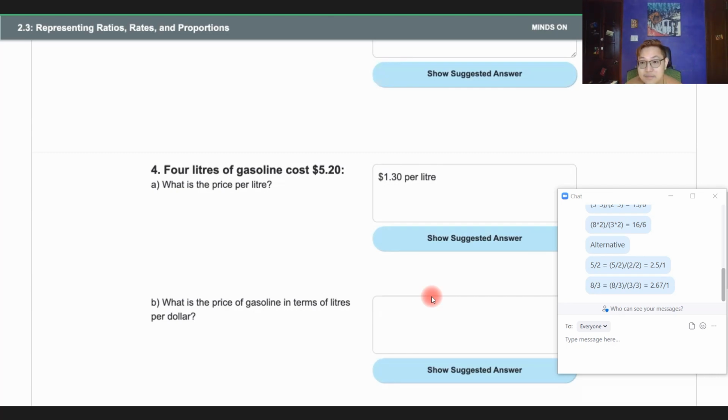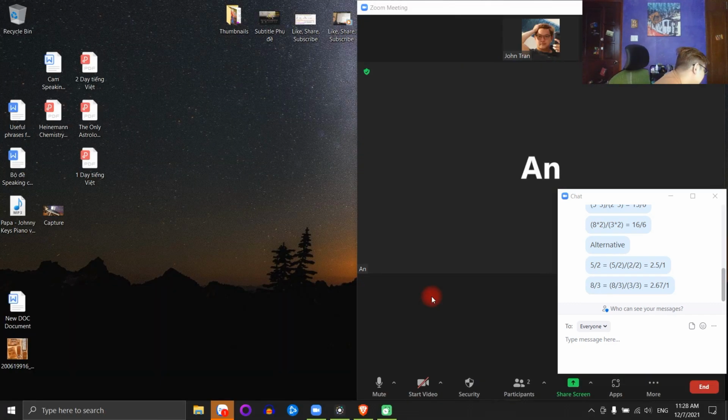So I think you take the 4 liters and divide by $5.20. Then you get 0.7692, but you can round it to 0.77, isn't it?